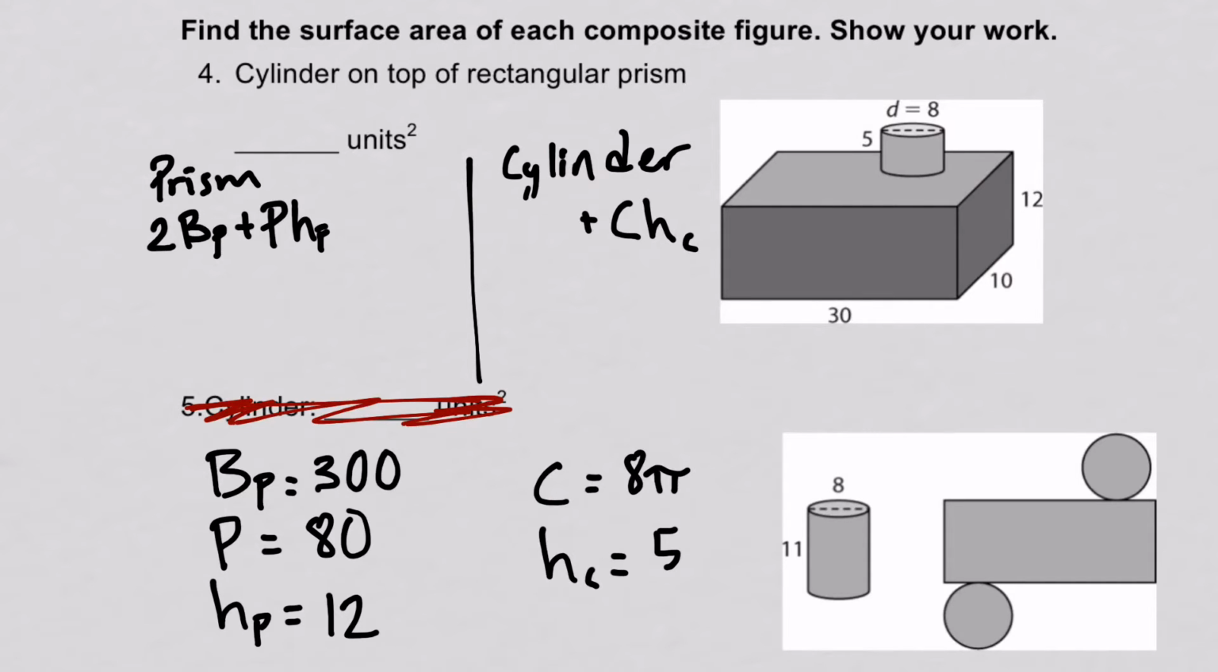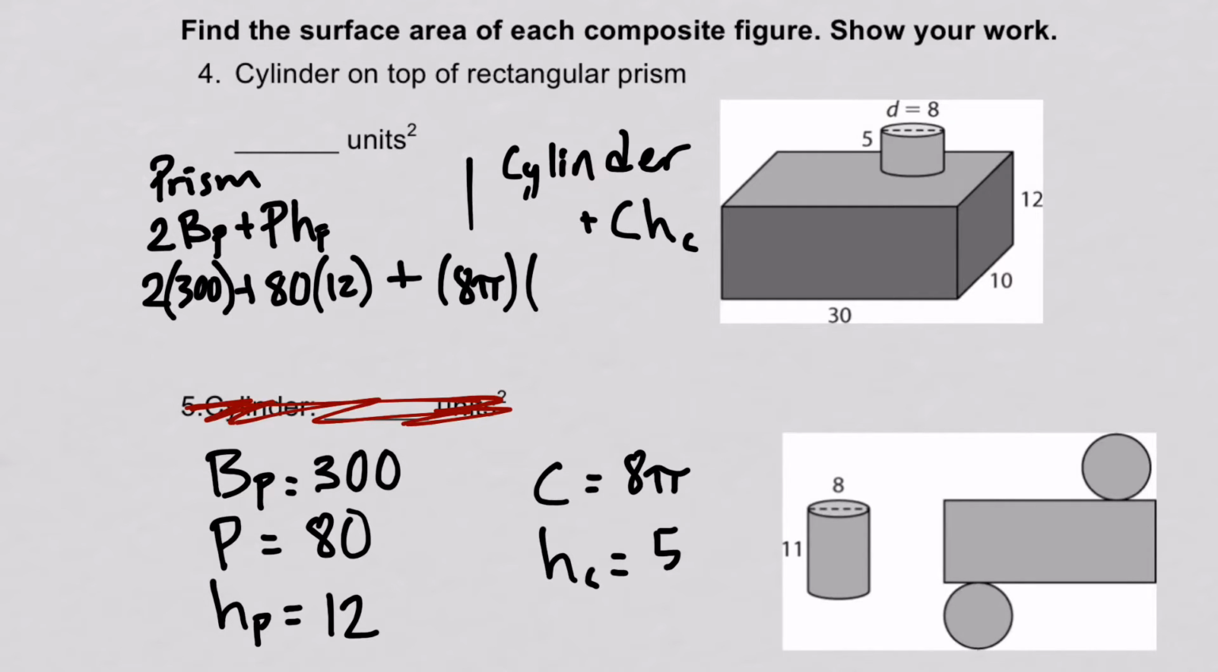All right, plug all those numbers into your formulas, add them all up, and then you'll be done. Okay, so right here we have 2 times the area of the base of the prism, which is 300, plus the perimeter, which is 80, times the height of the prism, which is 12. And then if I continue going here, I'm just going to go ahead and add this part over here. The circumference of the circle, which is 8 pi, times the height of the cylinder, which is 5.